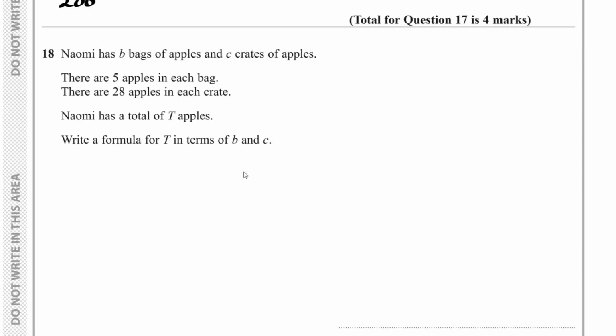Question number 18. Naomi has B bags of apples and C crates of apples. There are 5 apples in each bag. There are 28 apples in each crate. Naomi has a total of T apples. We have to write a formula for T in terms of B and C. Well, because we are writing a formula, we need to begin with T equals.